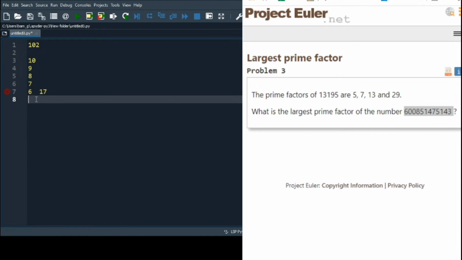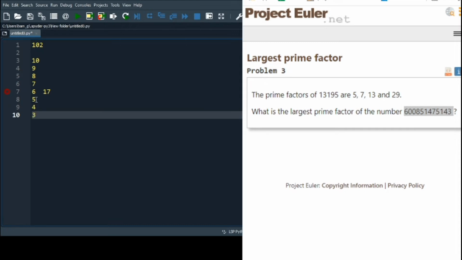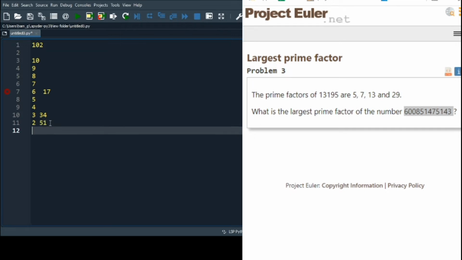5 obviously doesn't go in. 4, no, that doesn't go in. 3, yes it does. 3 goes in how many times? 34. So, well, 3 is prime, but it's less than 17, so we can ignore this. 2 goes in 51 times. 51 is not prime. And then, of course, we're down to 1, which goes in 102 times. So we can see that the highest prime factor is 17.